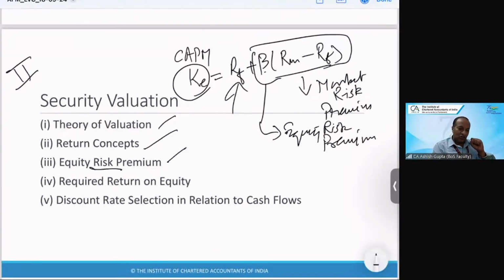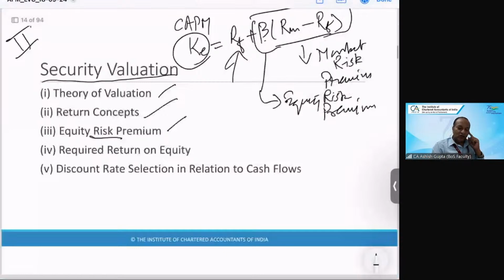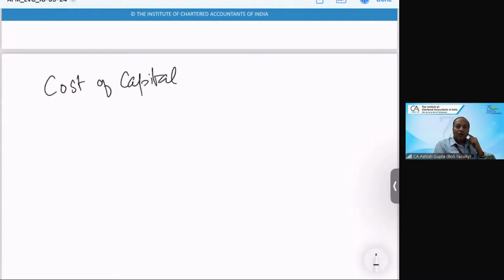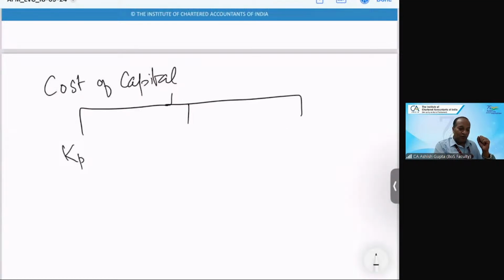Now student, this topic, security valuation, is a very interesting topic, in the sense that you have studied the topic of the cost of capital at your intermediate level. You must have gone through this topic at your intermediate level, where you calculated three types of cost. One is KP, cost of preference share, then KD, then KE, that is cost of equity.